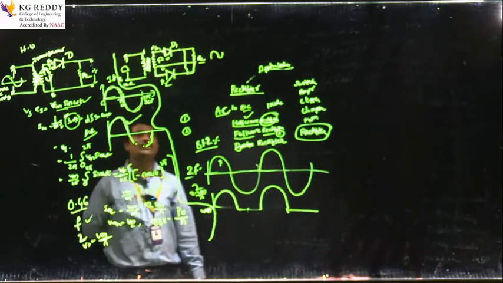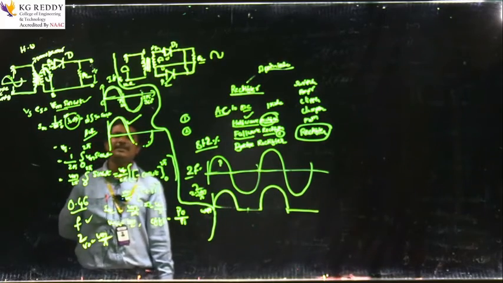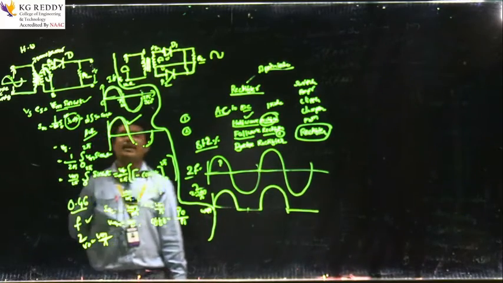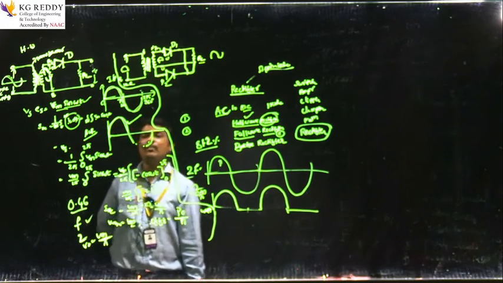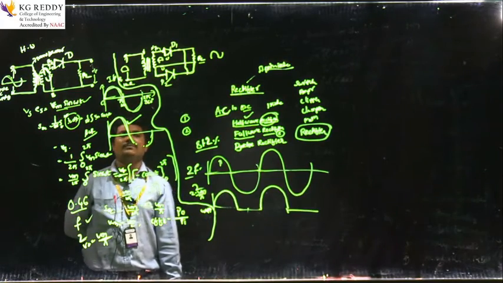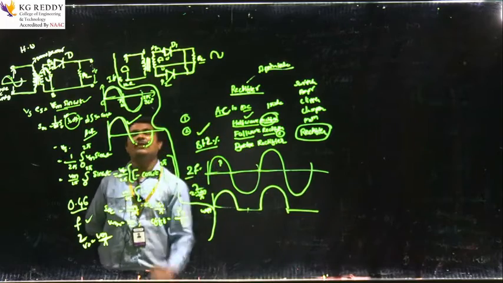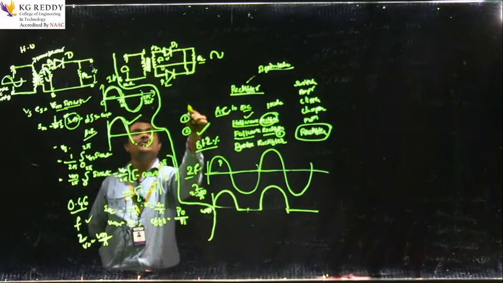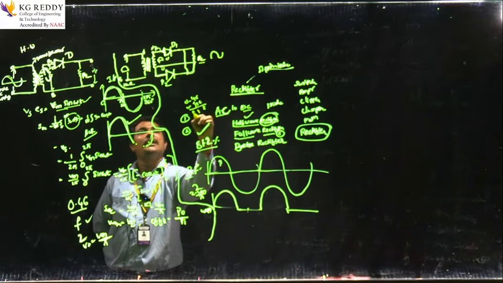I will ask a question: what is the full wave rectifier efficiency? Options: 40.6, 0.36, 81.2, and D is 0.29. Which one is correct? 81.2. You always double the half wave rectifier efficiency, 40.6, so we get 81.2.